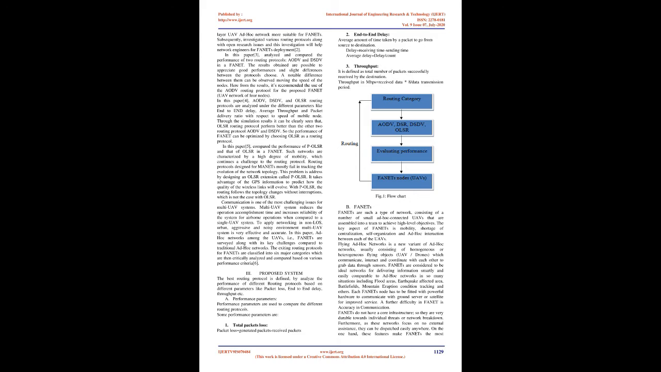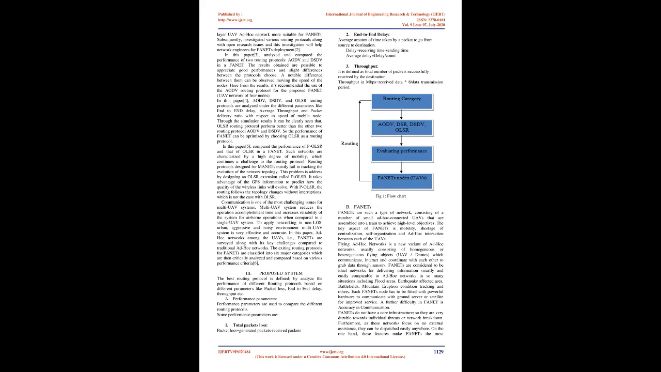In paper 5, the performance of POLSR and that of OLSR in a FANET are compared. Such networks are characterized by a high degree of mobility, which poses a challenge to the routing protocol. Routing protocols designed for MANETs mostly fail in tracking the evolution of the network topology. This problem is addressed by designing an OLSR extension called POLSR. It takes advantage of the GPS information to predict how the quality of the wireless links will evolve. With POLSR, the routing follows the topology changes without interruptions, which is not the case with OLSR.